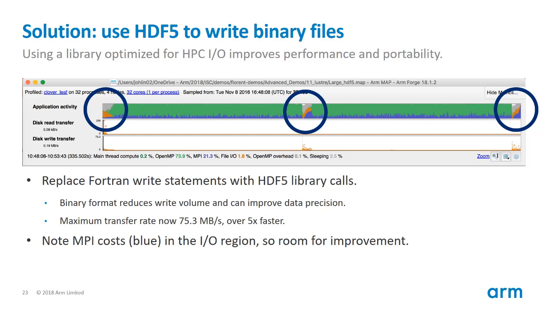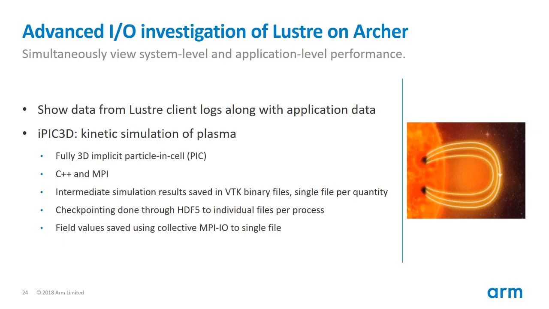My final example shows how you can use MAP to measure not only your application's I/O performance, but also the performance of the I/O system itself. We're going to look at how you could use MAP to look at the Lustre metrics on Archer while running the iPic3D code on 1K processes. iPic3D is a C++ code with MPI that uses 3 different I/O approaches. It writes simulation results as VTK binary files, reads and writes checkpoints as HDF5 binary files, and saves field values using collective MPIO to a single file.